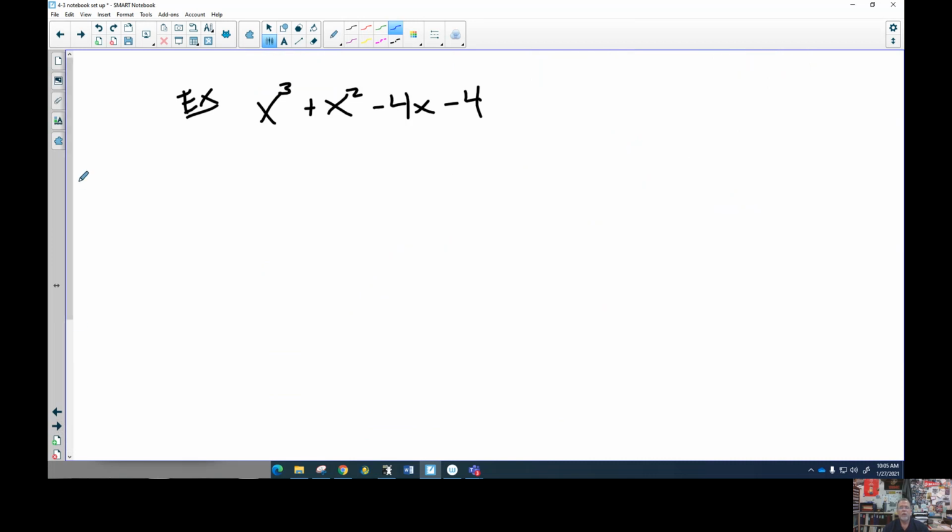This one, x cubed plus x squared minus 4x minus 4. Again, we could go to the graphing calculator and find it, but I want to revisit one type of factoring that you may not have seen for a little while. So just kind of bear with me.